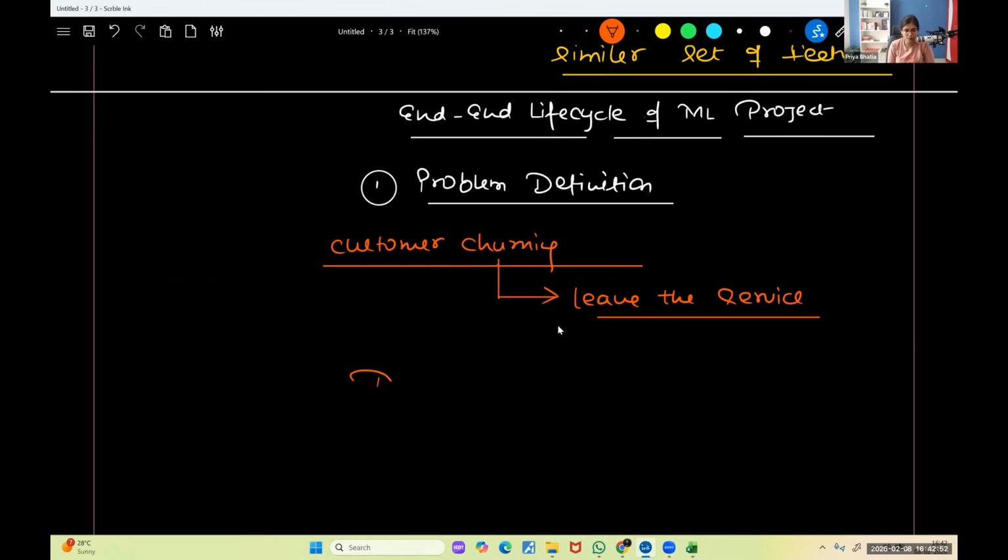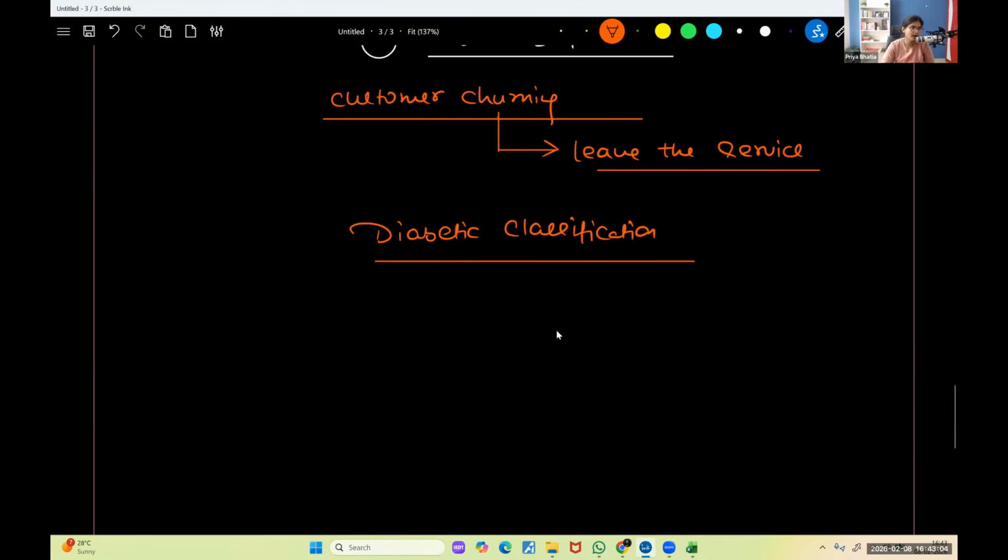Similarly, if you are solving a problem of diabetic classification, the main focus is to work around a scenario where we will be able to accurately classify whether the given patient is diabetic or not. This specific problem is very important in terms of accuracy, because even a small mistake by my model can impact the lives of people, right?